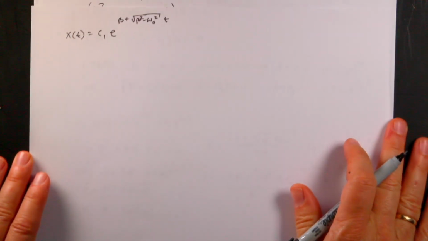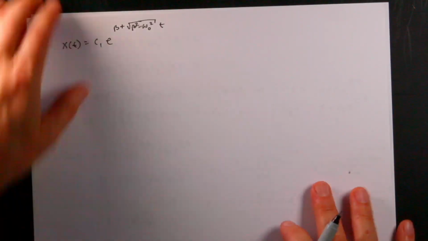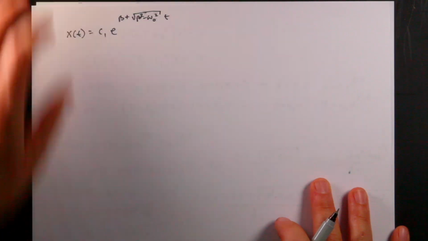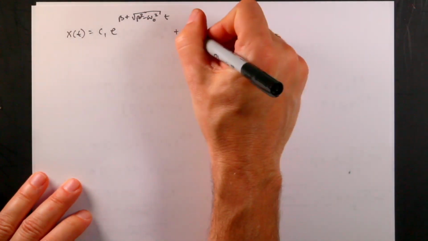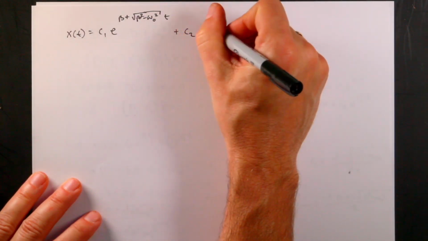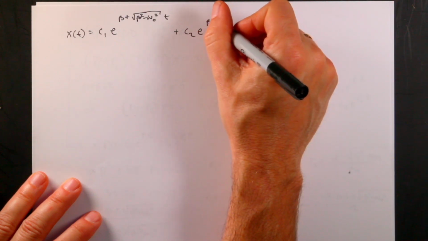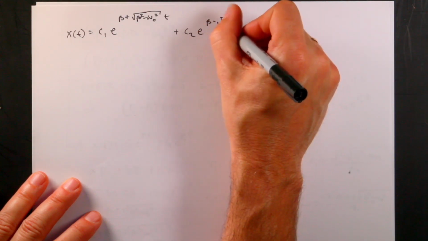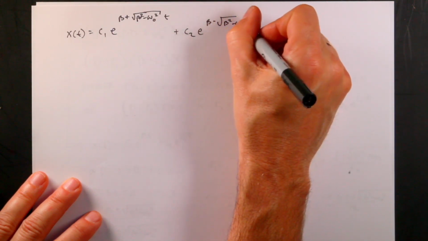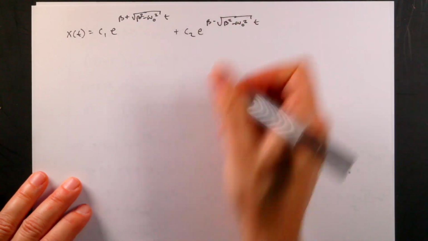And you can't see that. That's how bad that was. You can't even see it. That's my fault, I apologize. Let me fix my paper here. Okay, plus C2 e to the beta minus the square root of beta squared minus omega naught squared t.